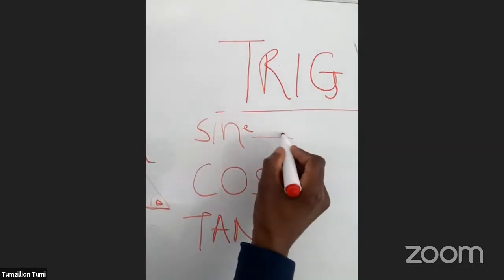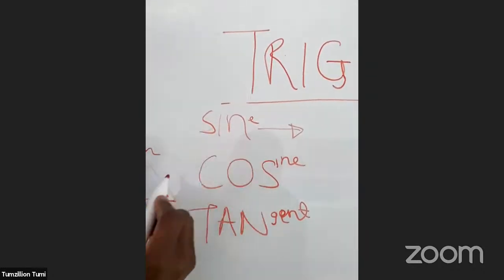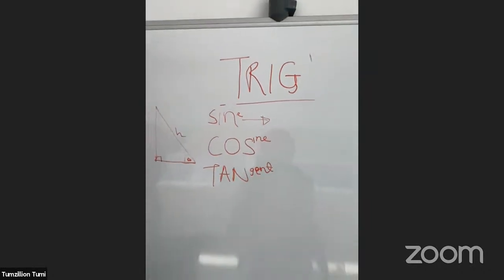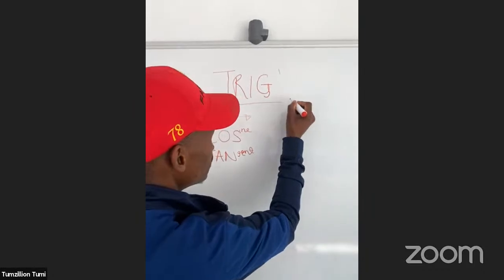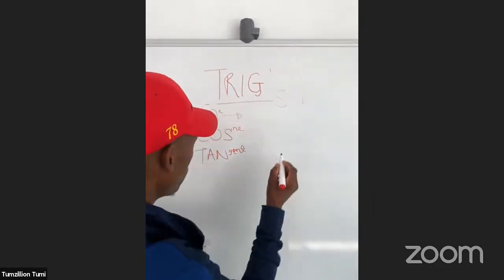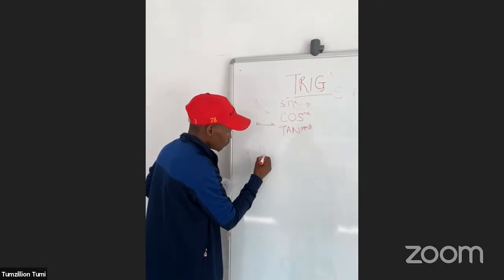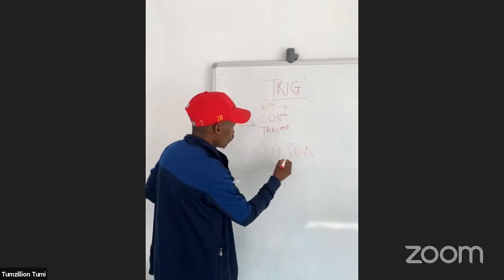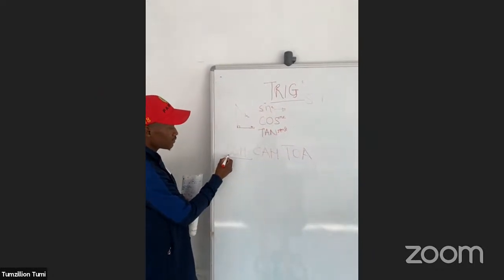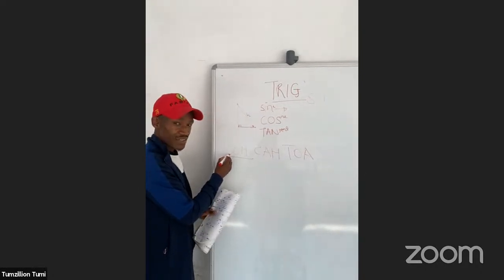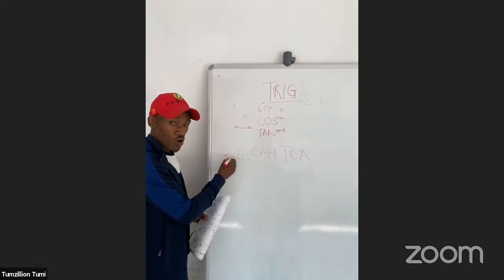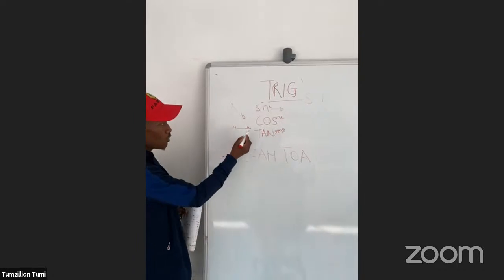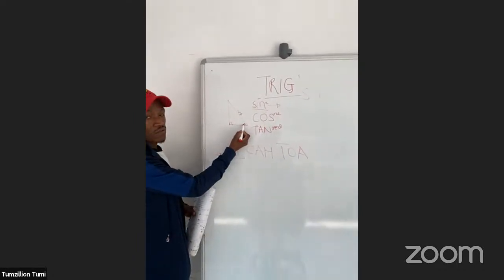So if you want to define, we use this triangle to define the sine of theta. Remember that last year we were taught about what we call SOHCAHTOA. Let me just write it here quickly. SOHCAHTOA. Okay, so what is SOHCAHTOA? The S simply stands for sine. The O stands for opposite. And the H stands for hypotenuse, this hypotenuse here.